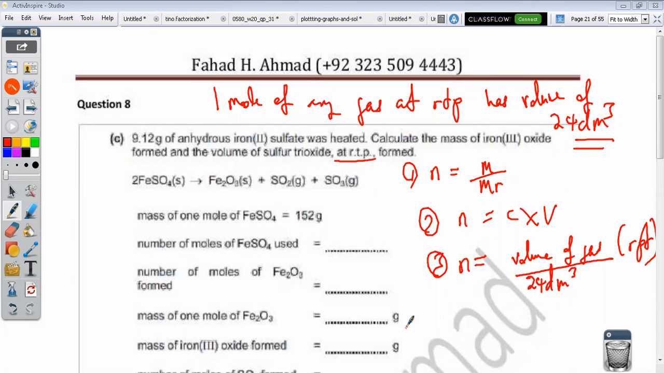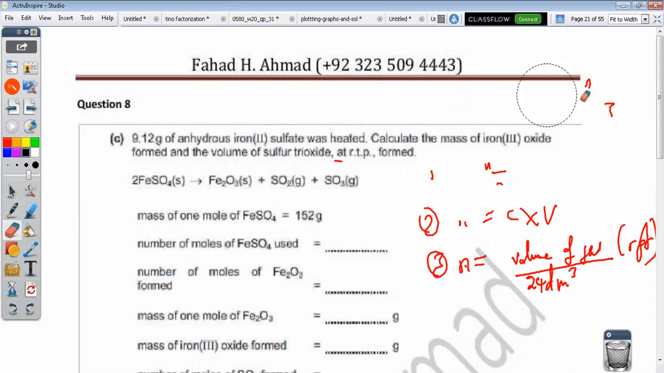Making sense? Does that make sense, yes, no? Which means the volume is equal to that times that. Anyway, you now know that. Now let's go back to our question and do it together.